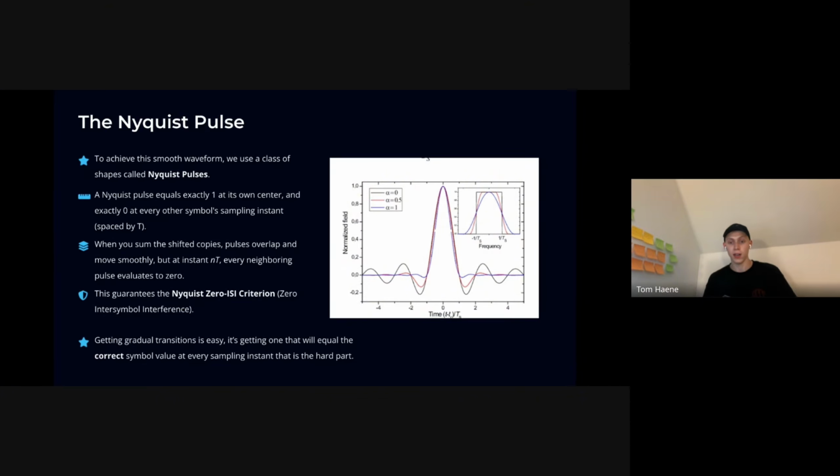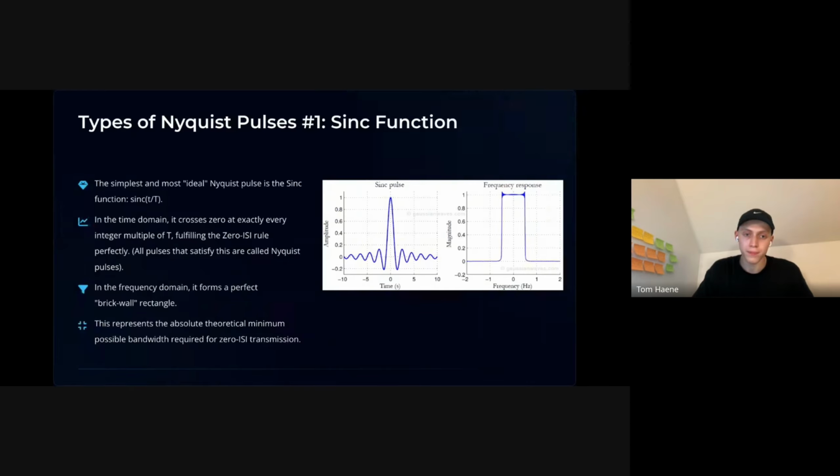That's the key idea here, and a bit more details in a second. Right. Let's talk about this family of Nyquist pulses. I mentioned there's a set of them, and the first one is something called the sinc pulse.